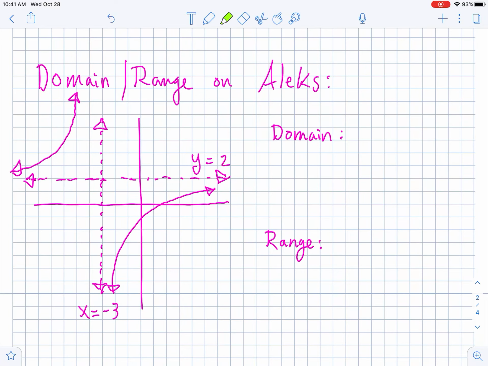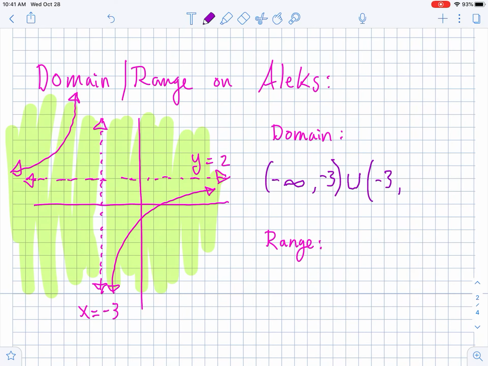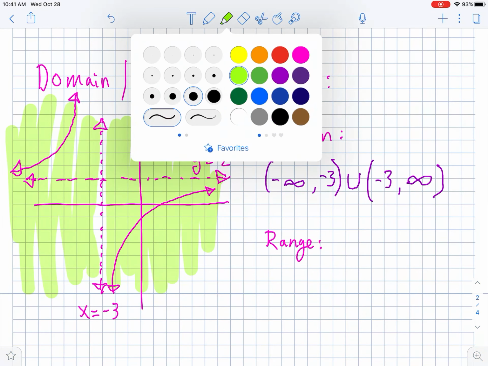That's it for Chapter 4, but on your ALEKS test, they're going to ask you for domain and range, and they're going to do it with unions. So I wanted to do an example with this specific graph right here. The domain is going to be everything on this side all the way up to negative 3, but not including it, and then we jump over, and then it's everything on this side. So the way you would write that is negative infinity all the way up to negative 3, not including negative 3, and then we unionize that with negative 3 all the way to infinity.